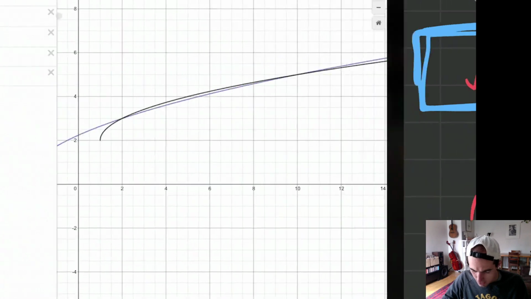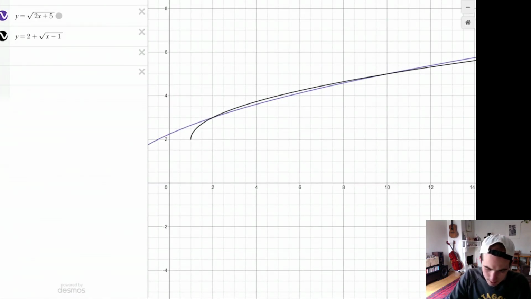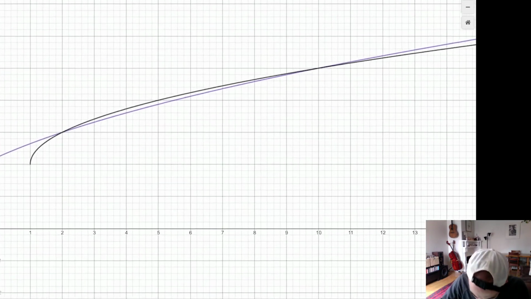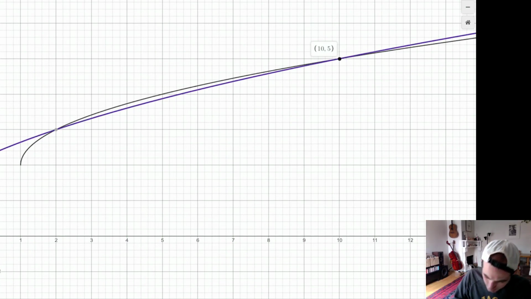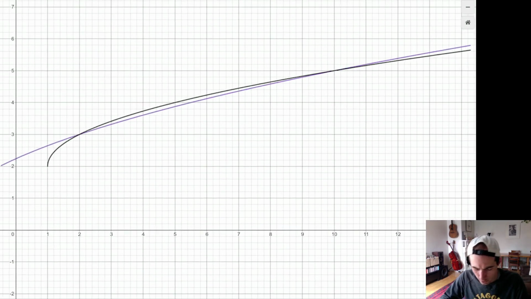Is this one here, and when we graph it, you can see that there's one intersection at (10, 5) and at (2, 3). So still, even when x is equal to 2 and x is equal to 10, we still get those same intersection points. So there's a lot of different ways of interpreting these.